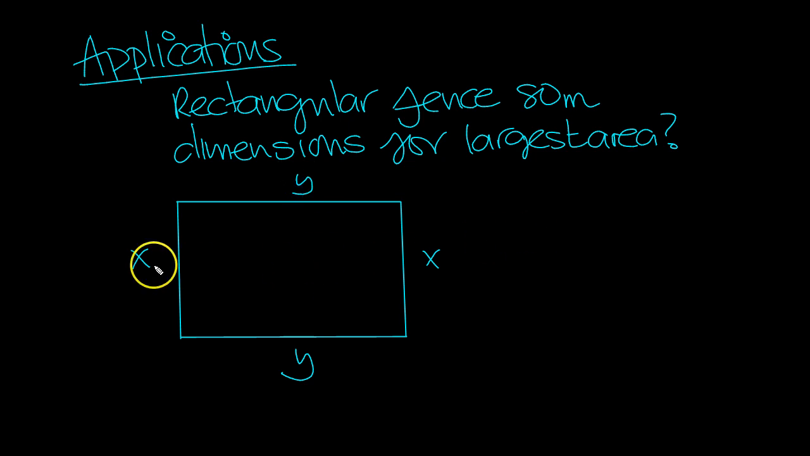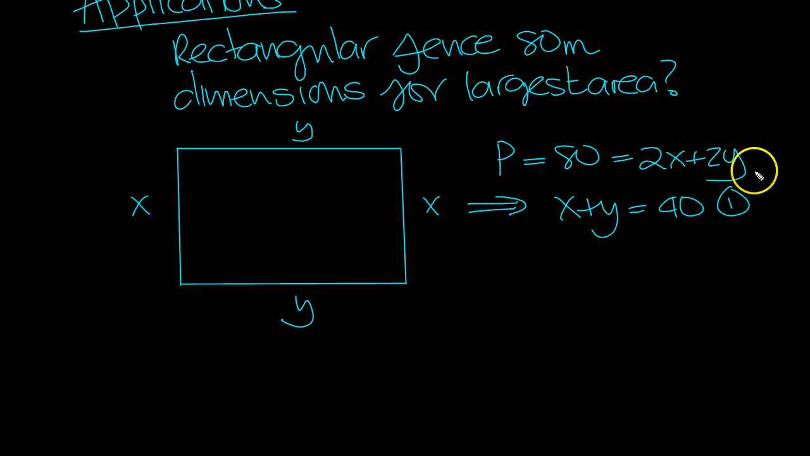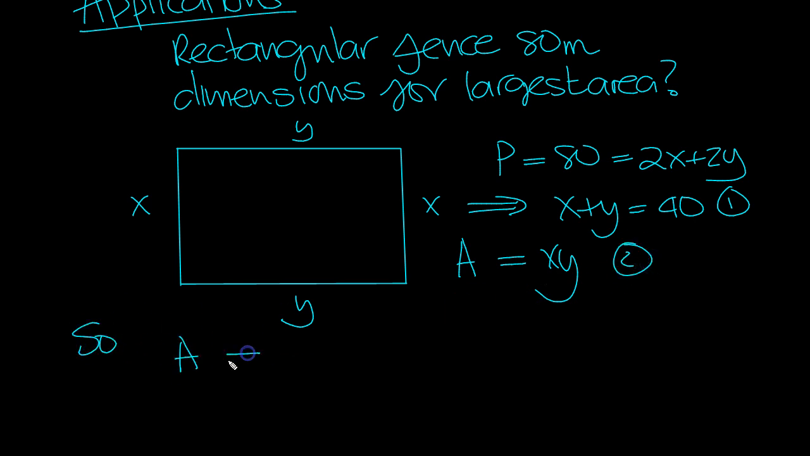But what we do know is that the perimeter P is equal to 80 meters, isn't it? And that would be 2 lots of X plus 2Y. Divide by 2 all the way through, and that gives X plus Y equals 40. That's our first piece of information. We also know that the area is equal to X times Y, and that's number 2.